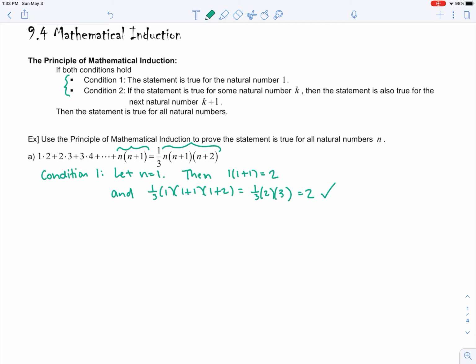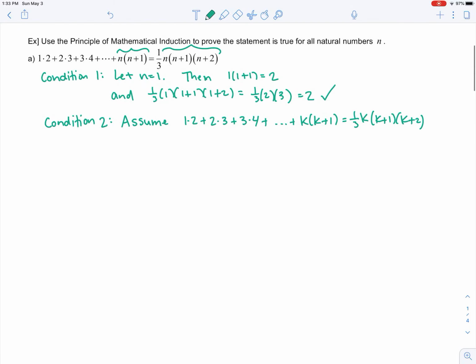Now we're going to go to condition 2. Okay, so now we assume that the statement is true for k. So we will write that out. Assume 1 times 2 plus 2 times 3 plus 3 times 4 plus ... plus k times k plus 1 is equal to 1/3 times k times k plus 1 times k plus 2. Now, what we want to do is show that if this is true, then it is implied that it's also true for the next case, which would be the k plus 1 case.